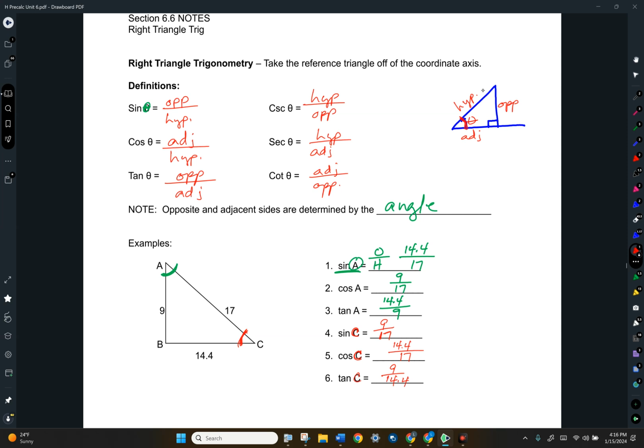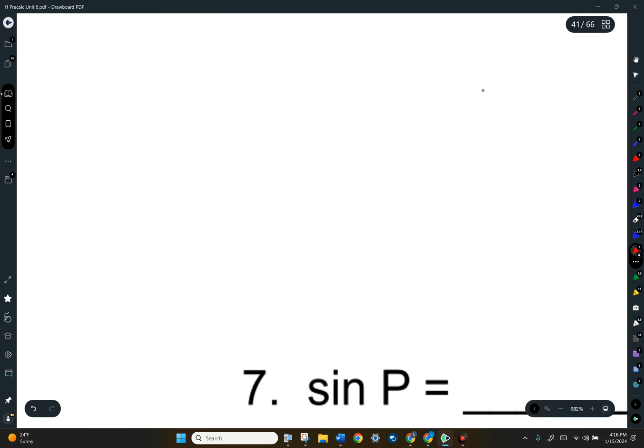So I hope what you're seeing here is the angle is so important. You'll never write a trig function and just say what is the sine of something. So you always want to have an angle written down, because that's how you know which side is opposite and which side is adjacent. Okay.